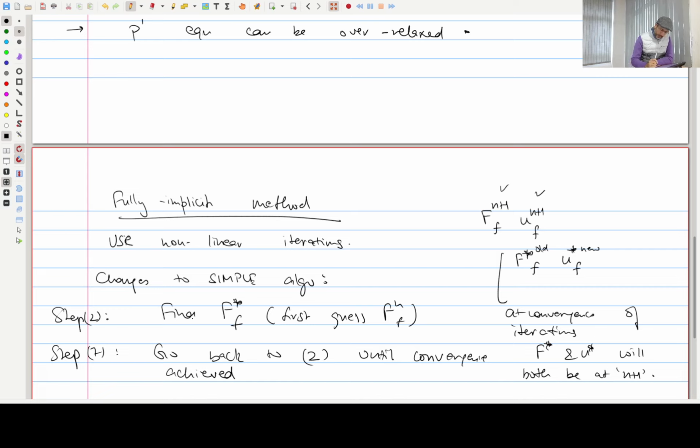So in step number 2, I'll say find f star using the latest u star velocity. And when I say u star, it means the one that satisfies continuity, not the one after the predictor step. Because we reach this step only when we have continuity or divergence-free u stars and v stars.